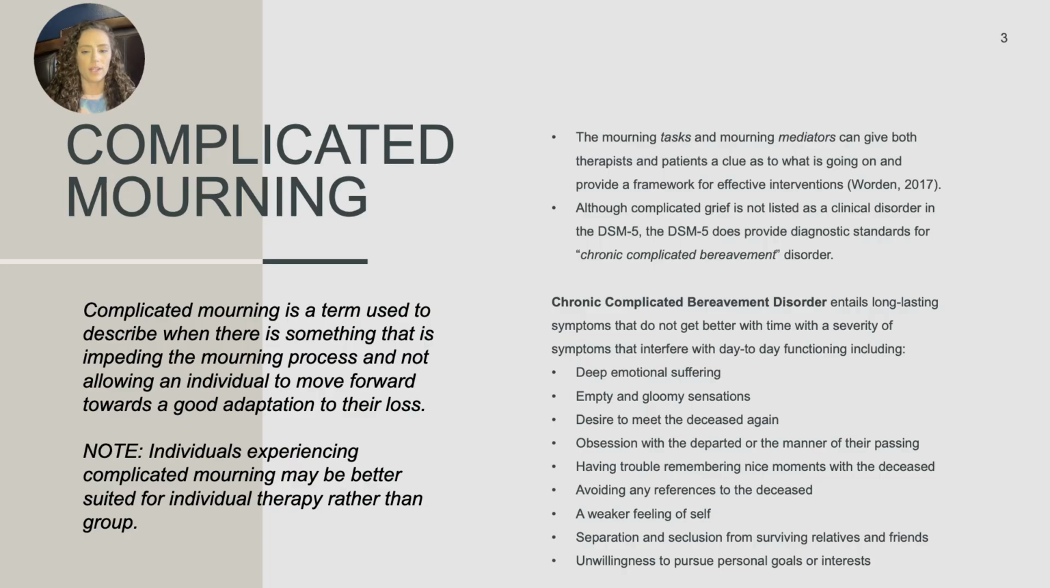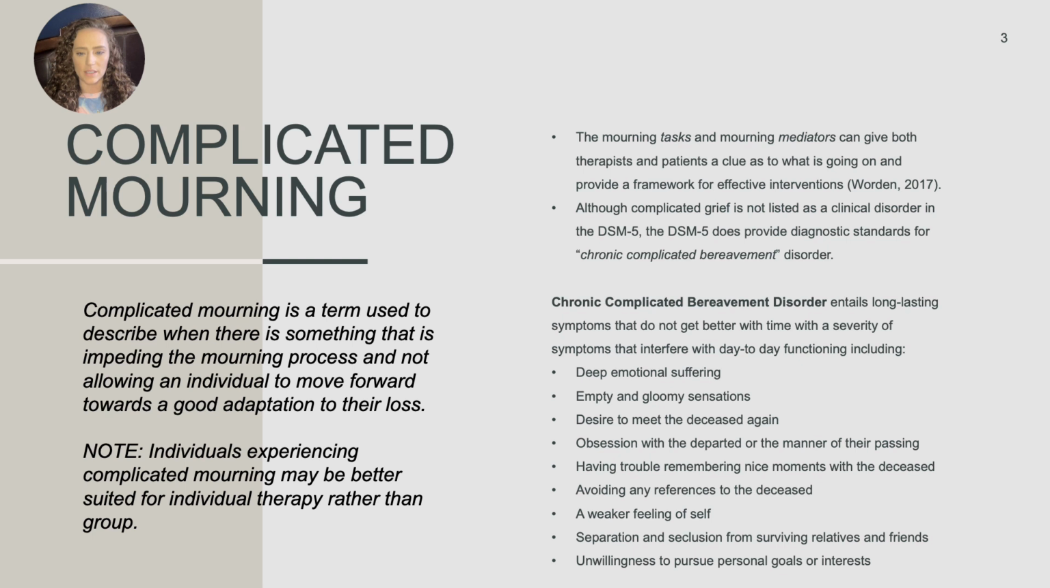Complicated mourning. Complicated mourning is a term used to describe when there is something that is impeding the mourning process and not allowing an individual to move forward towards a good adaptation to their loss. Note: individuals experiencing complicated mourning may be better suited for individual therapy rather than group therapy. The mourning task and mourning mediators can give both therapists and patients a clue as to what is going on and provide a framework for effective interventions.